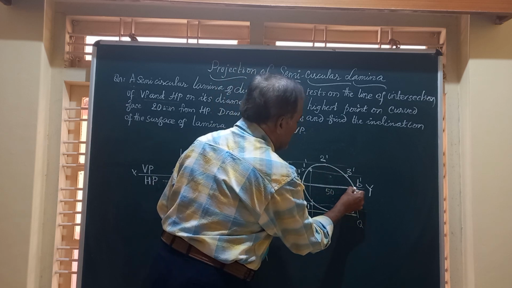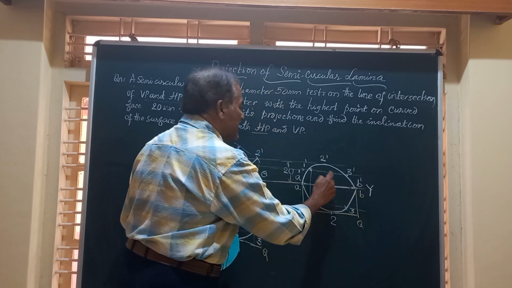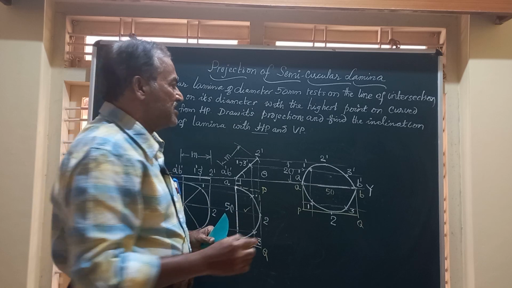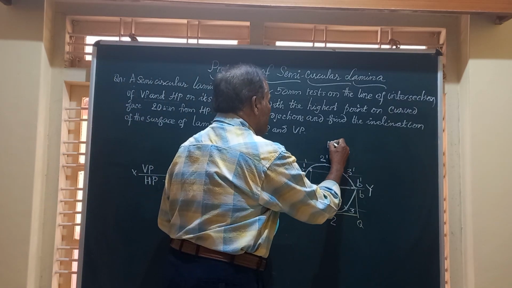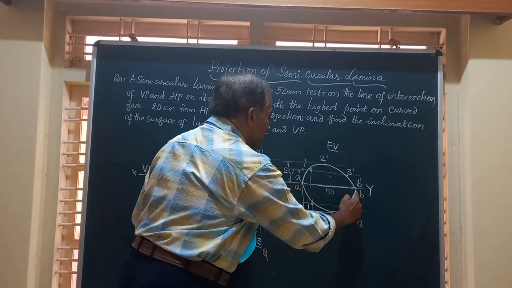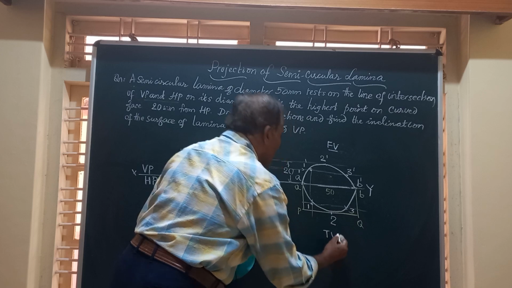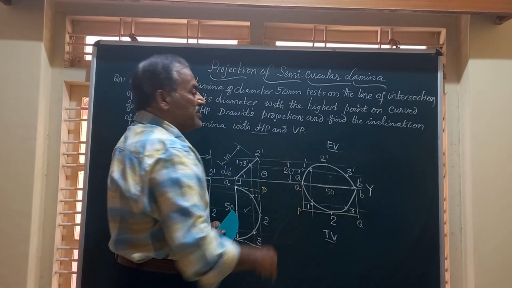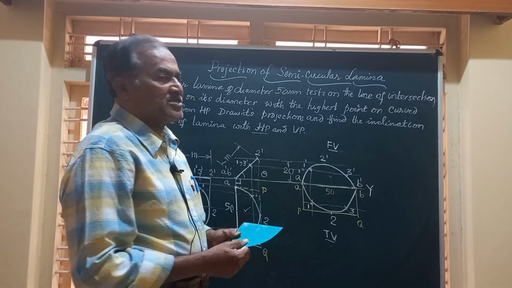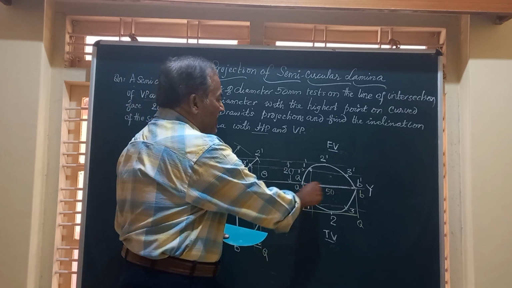top view. Friends, this semi-ellipse A dash, 1 dash, 2 dash, 3 dash, B dash represents the final front view of the lamina, and this A, 1, 2, 3, B will represent the final top view of the lamina, and this will give you the complete solution of the lamina when the lamina is resting on the line of intersection of HP and VP on its diameter.